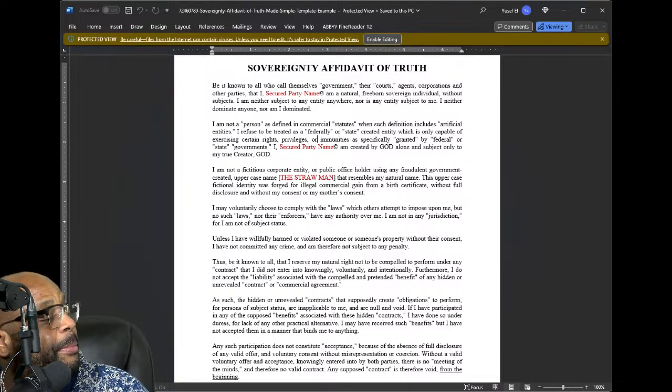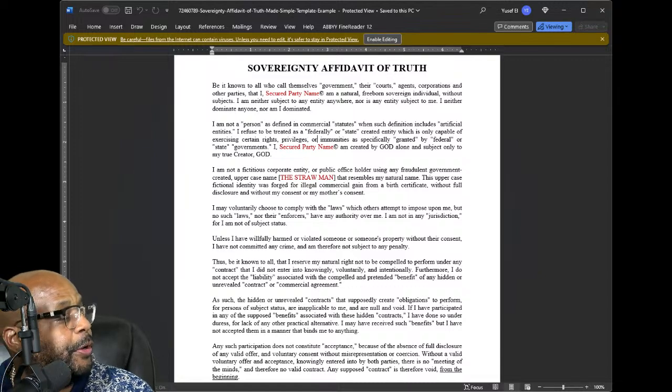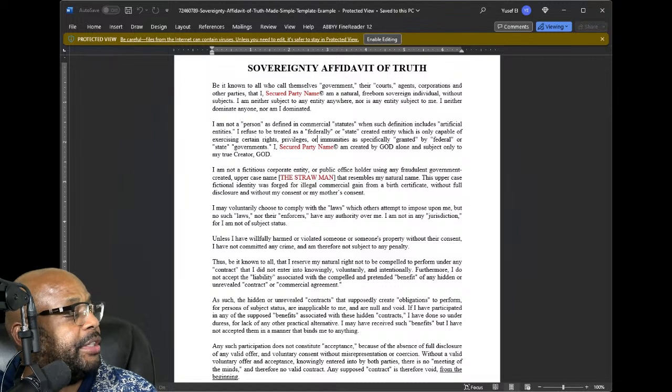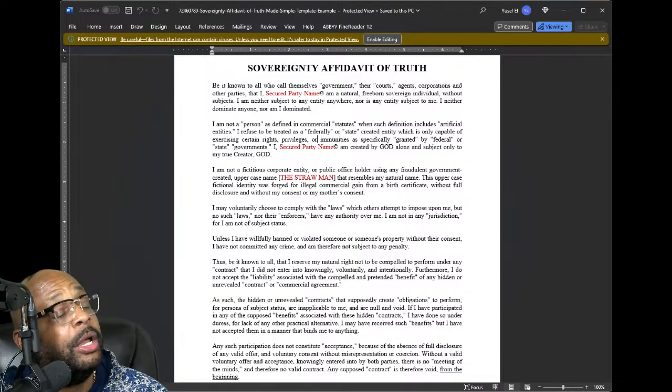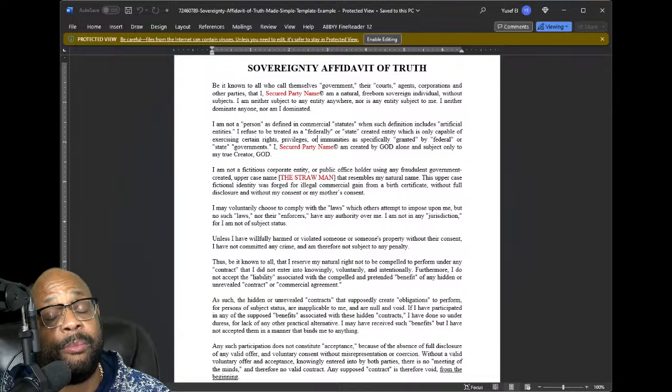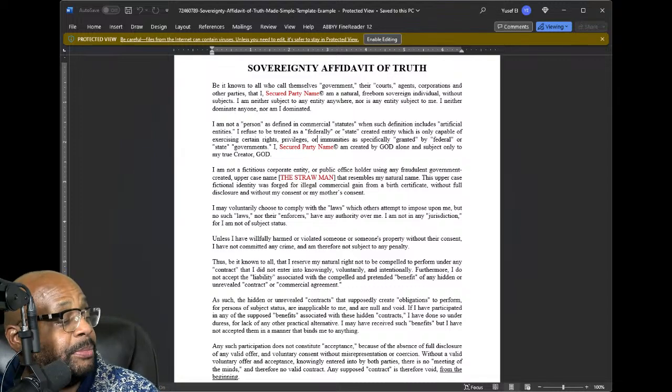It goes on, it says, I may voluntarily choose to comply with the laws which others attempt to impose upon me, but no such laws, nor their enforcers have any authority over me. I'm not in any jurisdiction, for I'm not of subject status. Now, this would require you to eliminate all minimum contacts. You just can't make this declaration without putting some action behind it, some serious action. Okay?